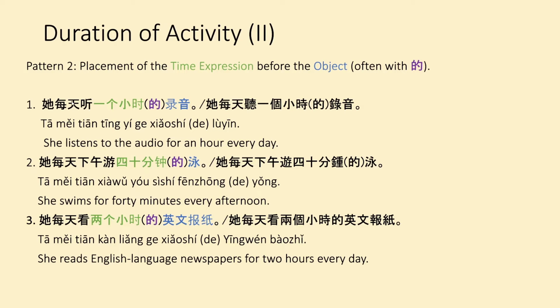Pattern 2 for duration of activity is a placement of the time expression before the object, often with the 的 in between the both of them. And you can see in all 3 examples that it is time expression plus the 的 plus the object.